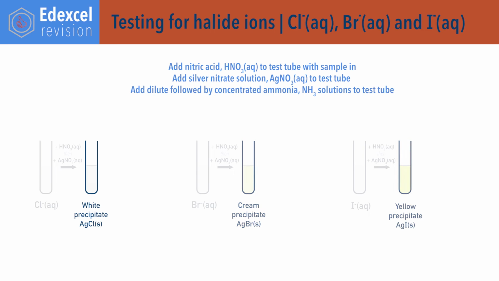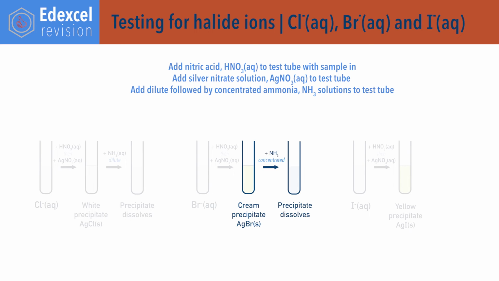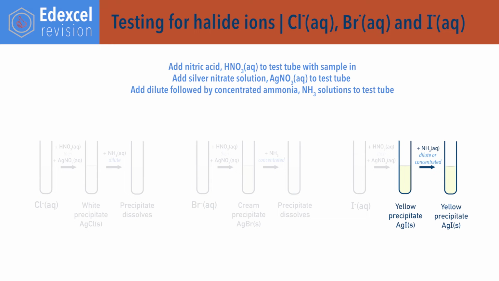Silver chloride, AgCl, dissolves when dilute ammonia solution is added. Silver bromide, AgBr, doesn't dissolve if dilute ammonia solution is added, however will dissolve if concentrated ammonia solution is added. Silver iodide, AgI, won't dissolve in either dilute or concentrated ammonia solution.